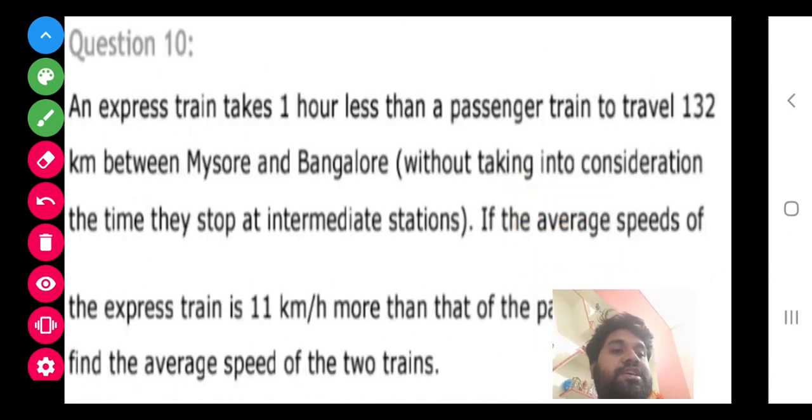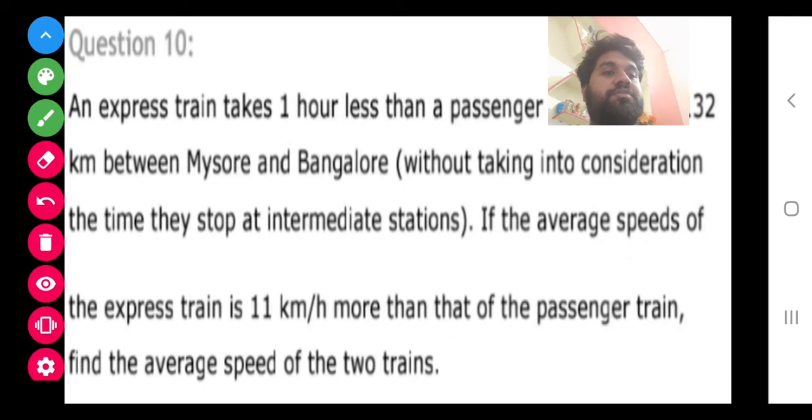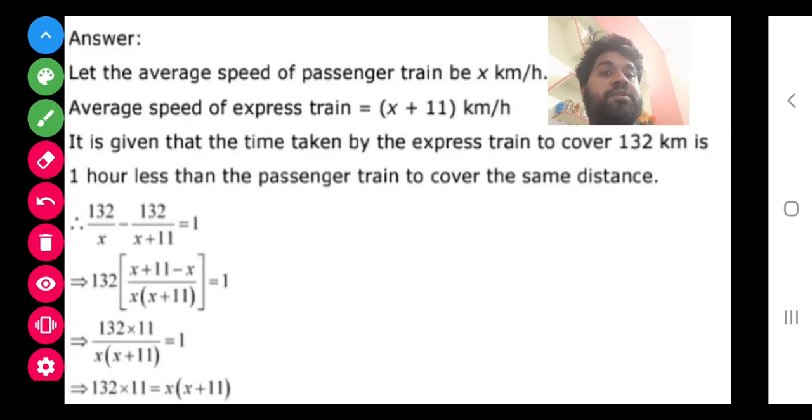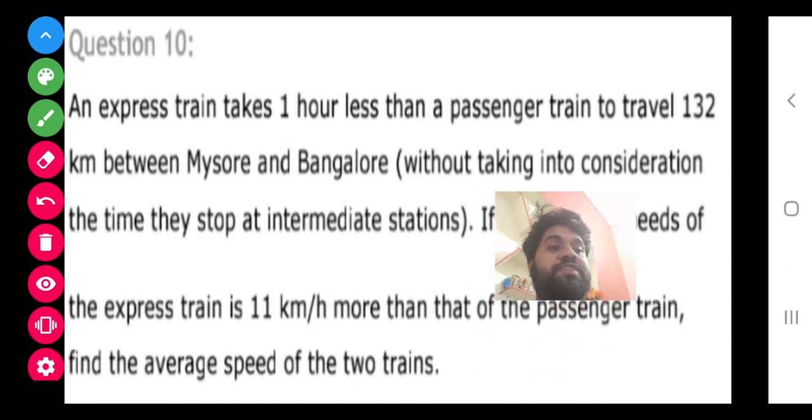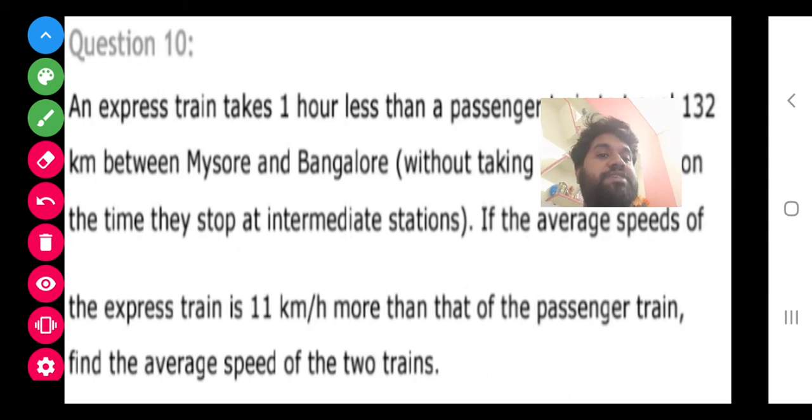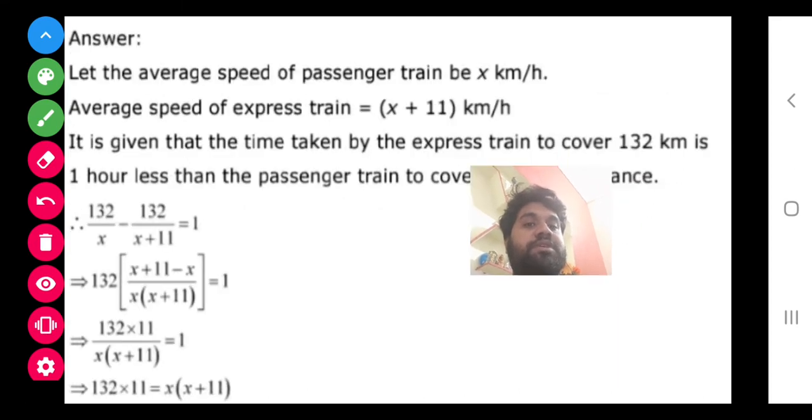Now this is the same as that train question. Now read this question properly. An express train takes 1 hour less than a passenger train to travel 132 kilometers. Both are traveling the same 132 kilometers. Now, if the average speed of the express train is 11 kilometers per hour more than the passenger train, find the average speed of the two trains. Now see the solution.